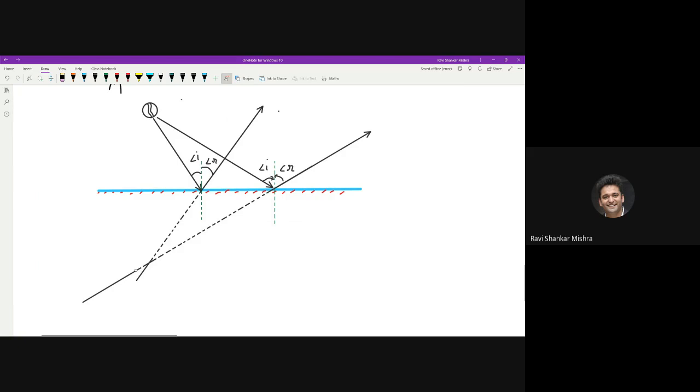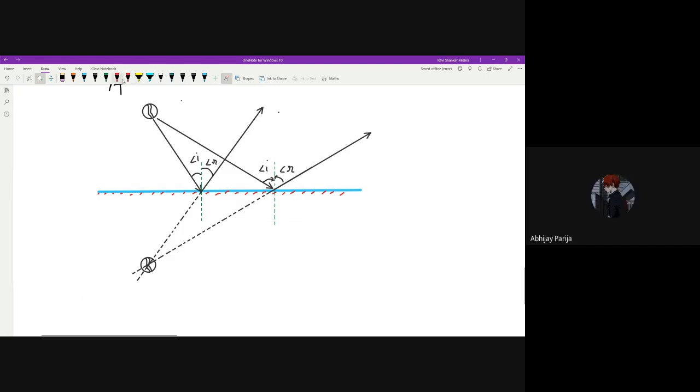Here at the point of intersection, you will get the image. So you will be having its image over here. Okay, understood? Yes, sir.